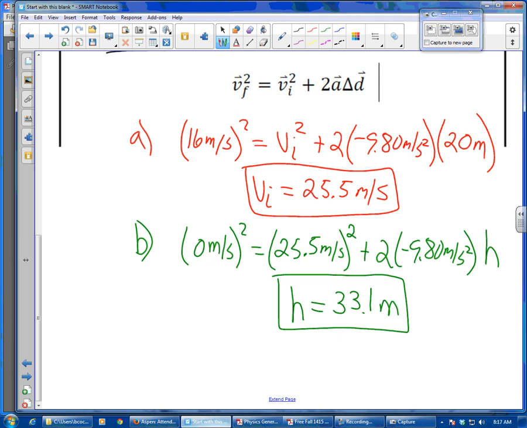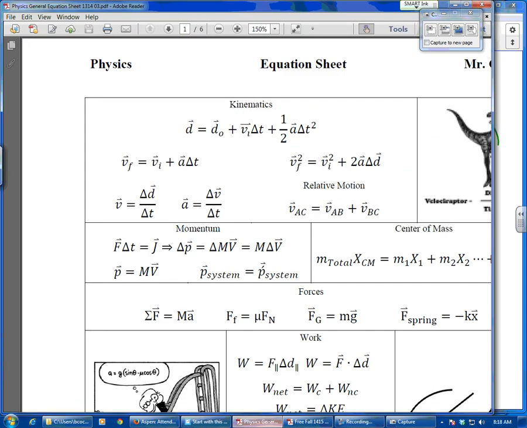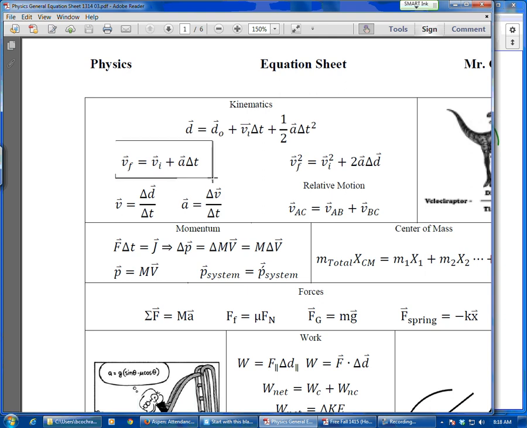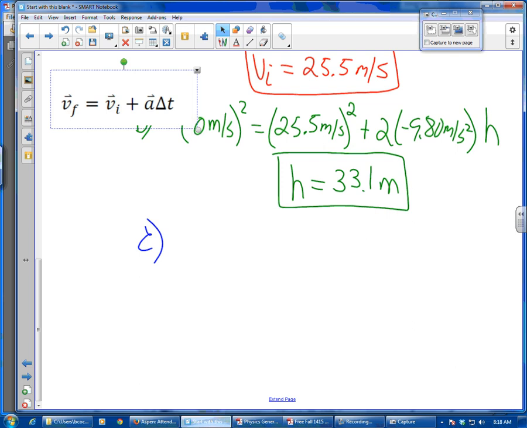Any questions on that one? All right, let's move on to part C. How long after it was thrown did it pass the window? So now, rather than displacement, I still know a lot about the initial velocity, and I know about the final velocity, and I know it's accelerating, but they want to know how long it was accelerating. And so I'm going to grab this one right here.